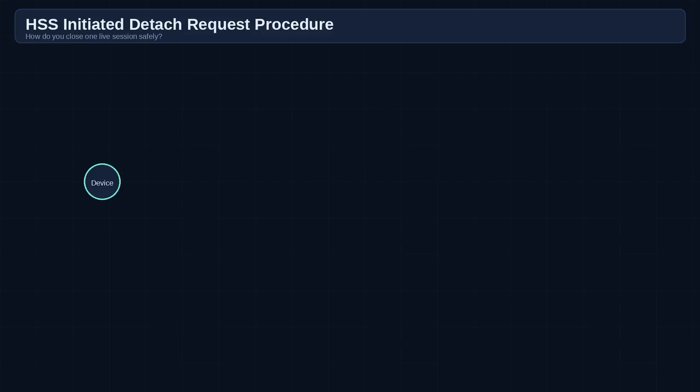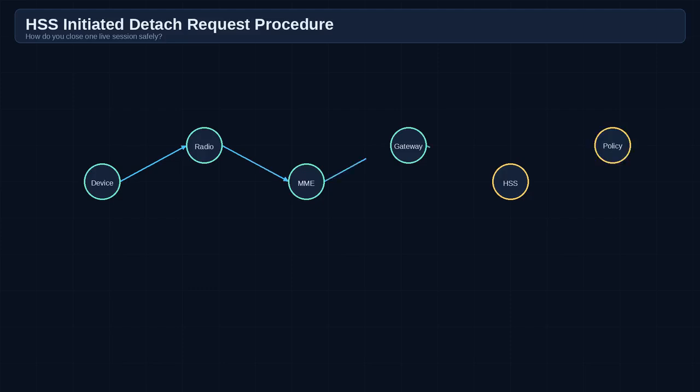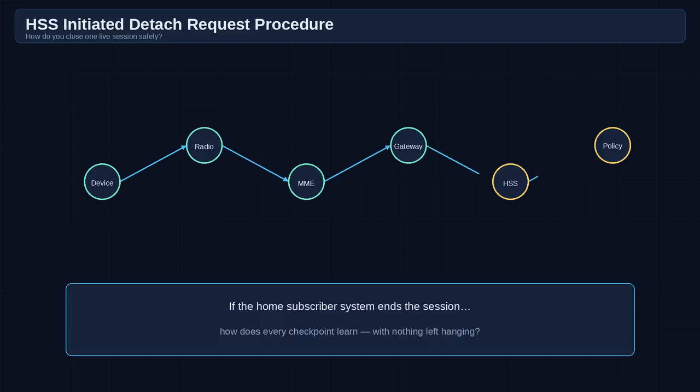Imagine your phone is mid-call on a train, streaming a map, holding a live data path through half a dozen network checkpoints. Now imagine the home subscriber system, the authority that knows who you are, decides that path must end. Not because you tapped disconnect, because the network itself decided the session has to go. How do you close one live mobile session safely so every checkpoint learns about it? And nothing is left hanging.